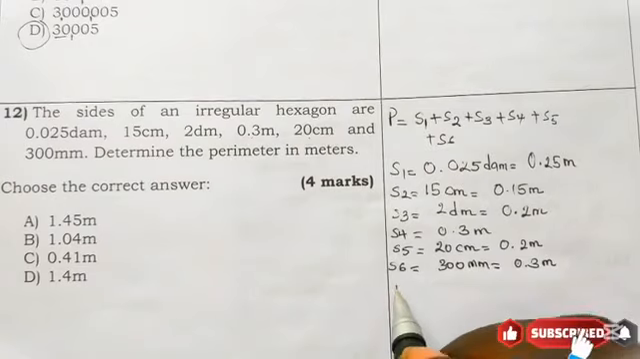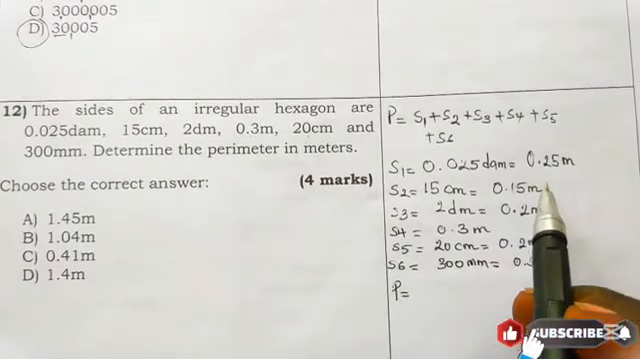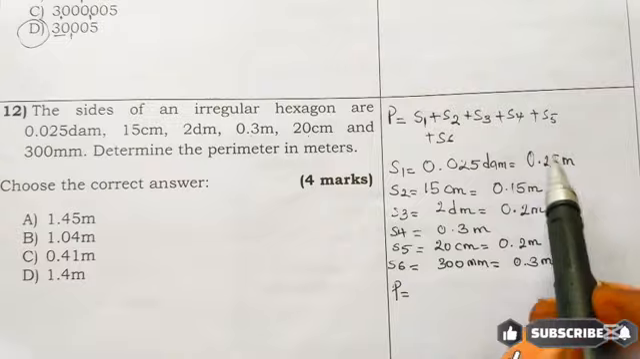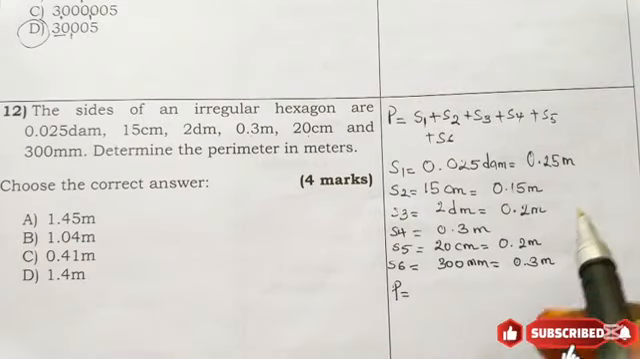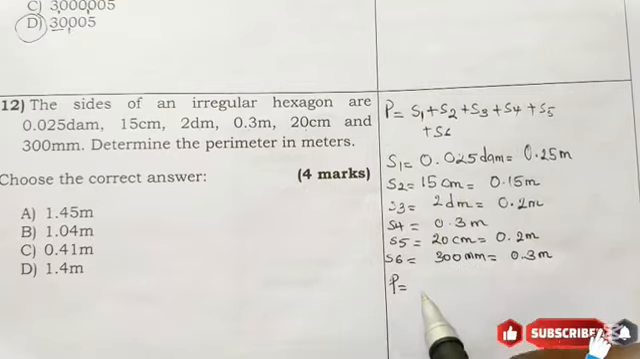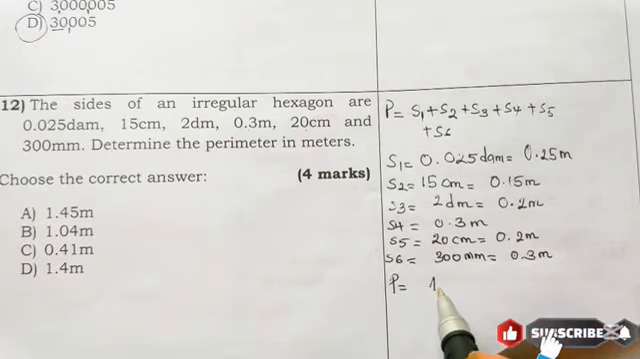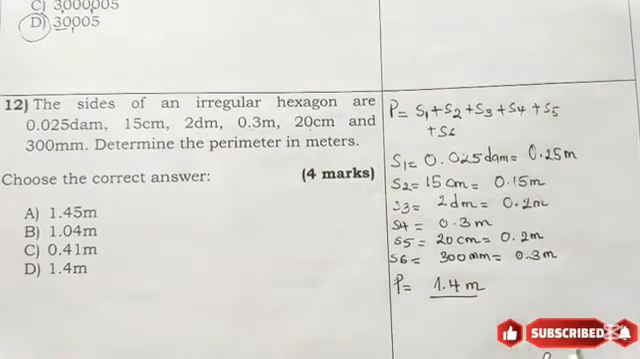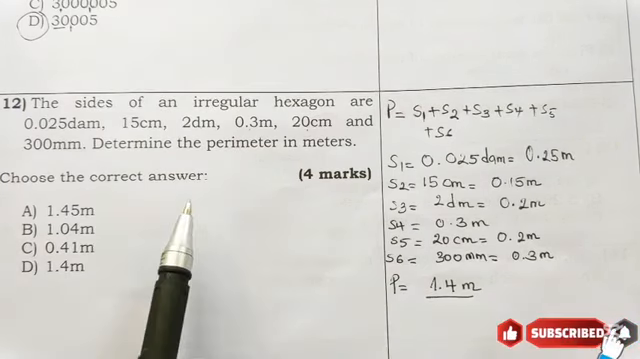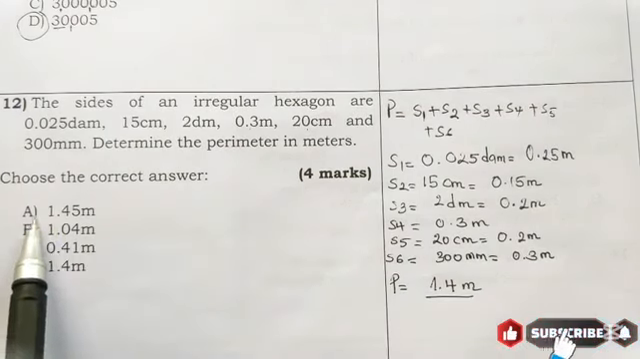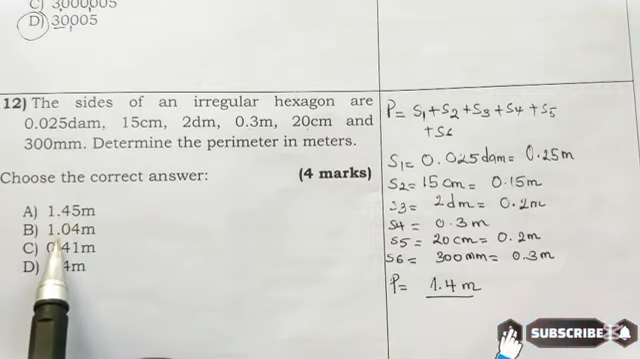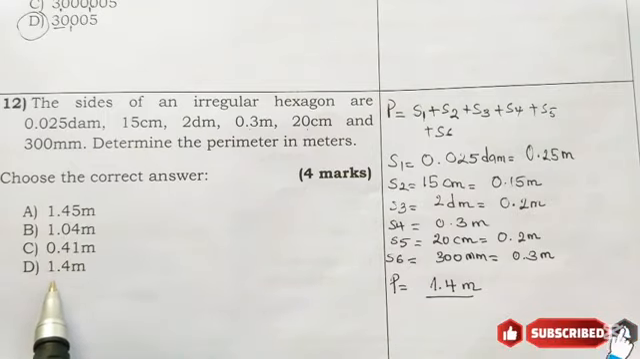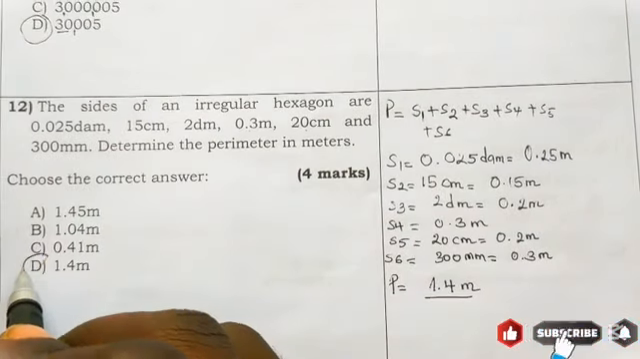And then the perimeter will be the sum of these sides, so if you have your calculator you can add them, and you shall get 1.4 meters from here. Now you're supposed to choose the correct answer, which is here: A is 1.45, B 1.04, C 0.41 meters, and D is 1.4 meters. So this is the correct answer.